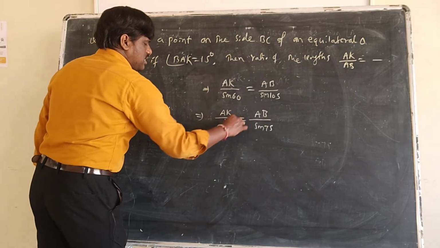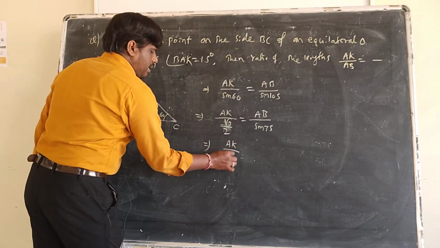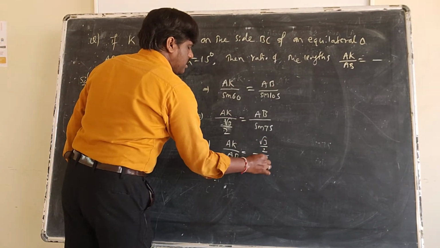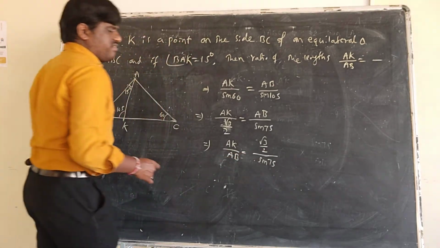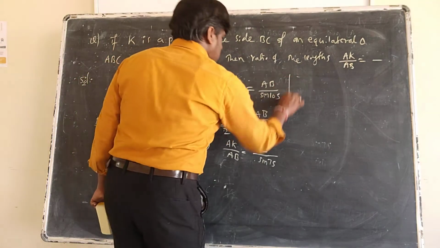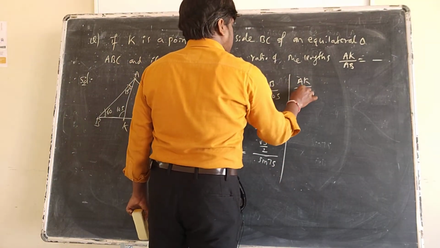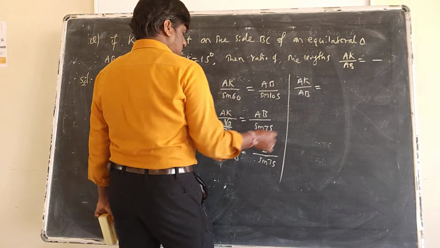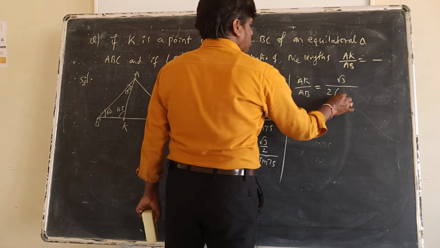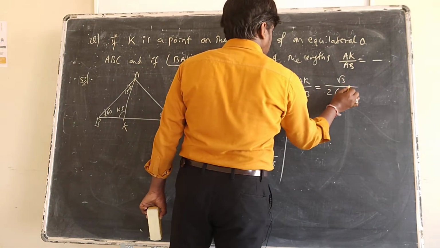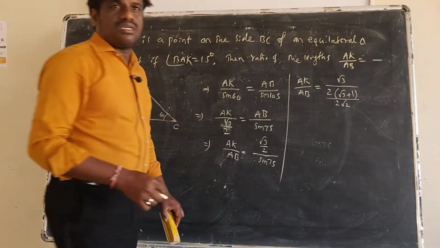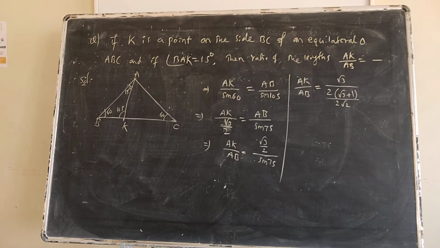What you send, this is this side, this is this side. AK by AB is equal to root 3 by 2, send this side, root 3 by 2 by sine 75 degrees. Sine 75 degrees value is what? Root 3 plus 1 by 2 root 2. So I can write AK by AB is equal to root 3 by 2 into sine 75 degrees value, which is root 3 plus 1 by 2 root 2, correct? Is it right?